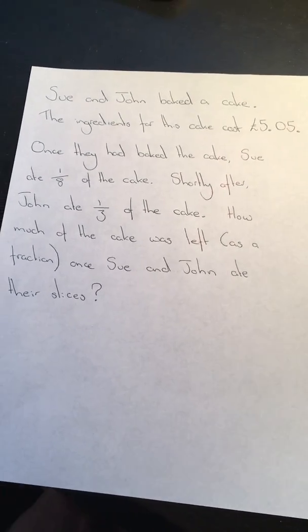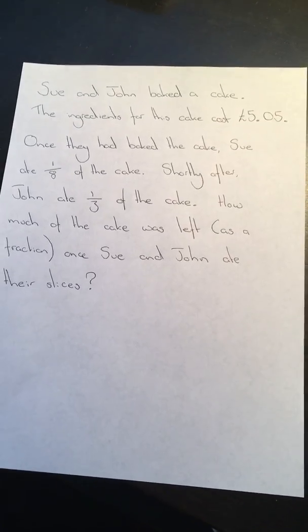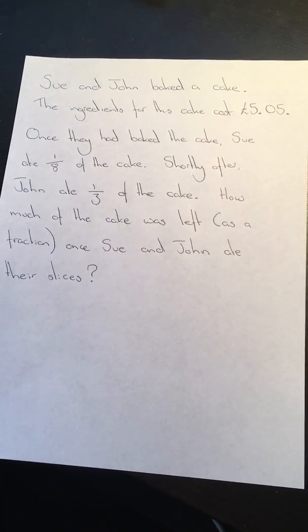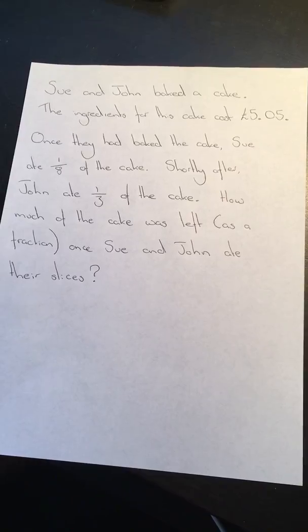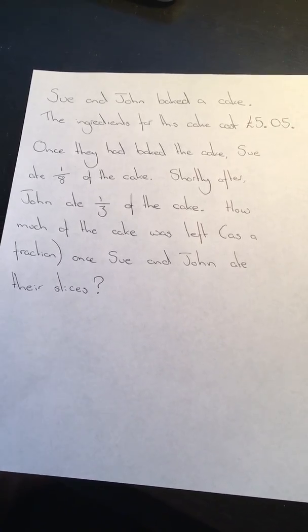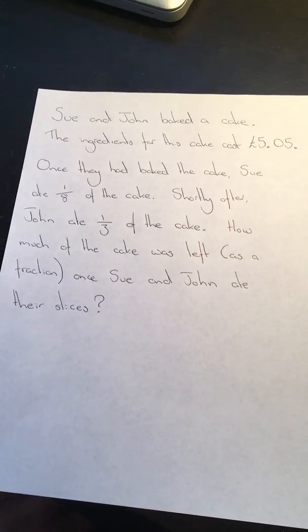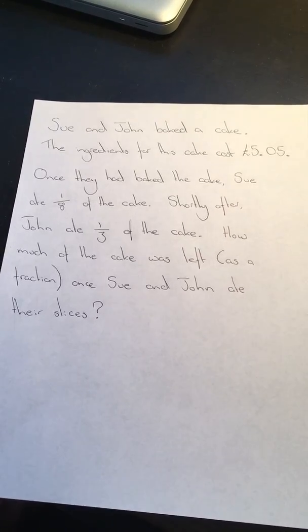Sue and John baked a cake. The ingredients for this cake cost £5 and 5p. Once they had baked the cake, Sue ate 1/8 of the cake. Shortly after, John ate 1/3 of the cake. How much of the cake was left as a fraction once Sue and John ate their slices?